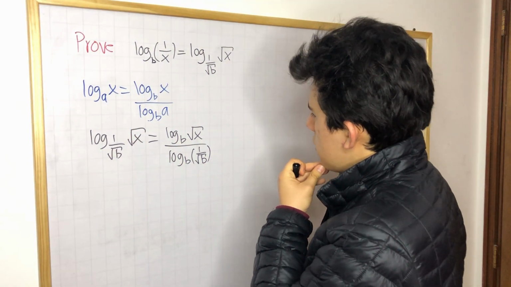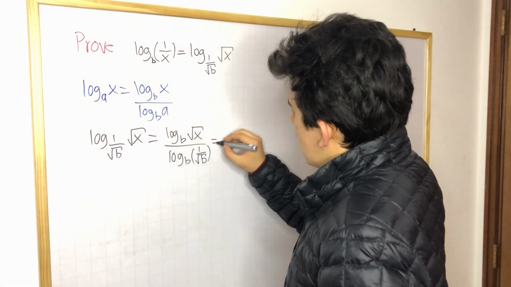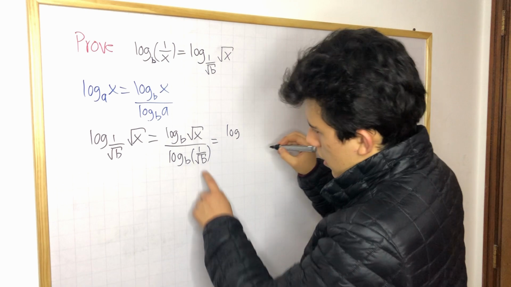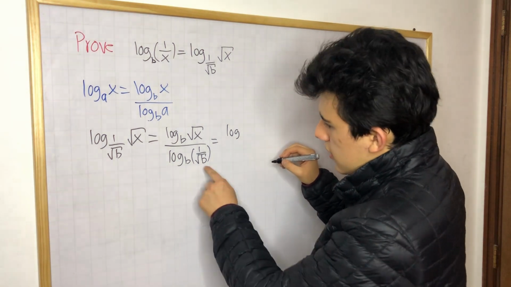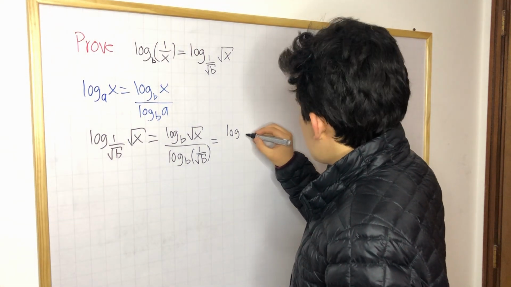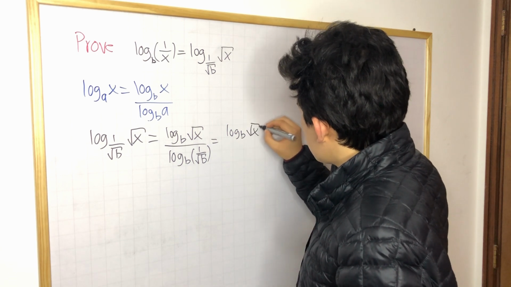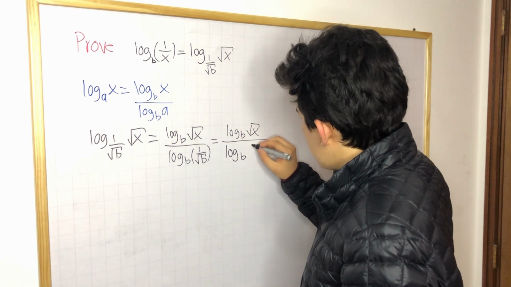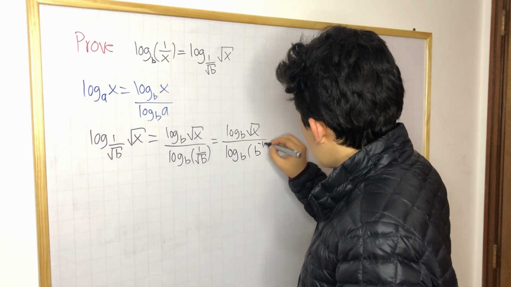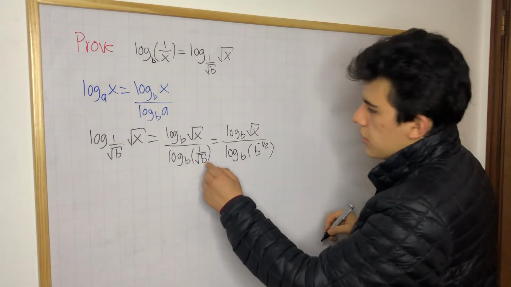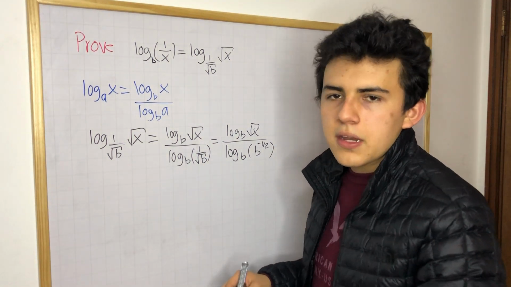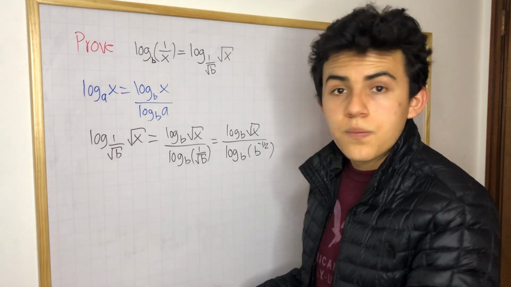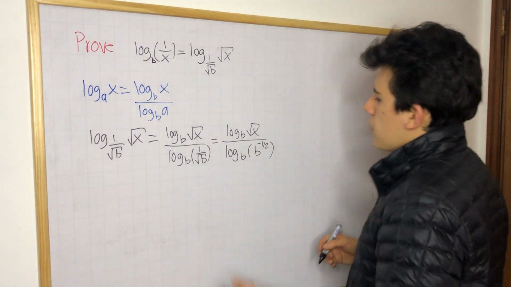Now over here, you know that this logarithm is going to have negative 1 over 2 as the exponent for b. So this is going to be log base b of square root x over log base b of b to the negative 1/2, okay? Remember that when you have 1 over something, that is going to be something to the negative 1. And if you have square root, remember square root is 1 over 2. So you can just simply write negative 1 over 2.